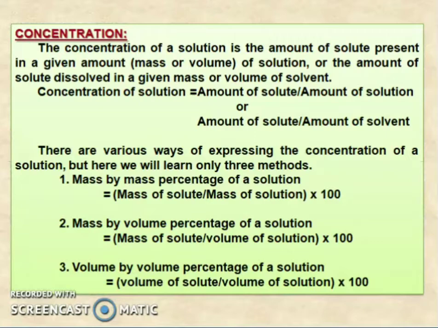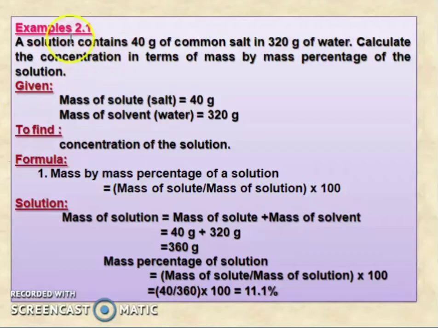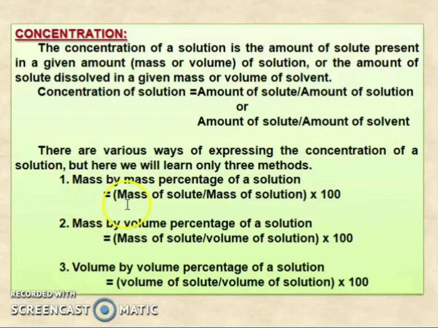In your book, example 2.1: a solution contains 40 gram of common salt in 320 gram of water. Calculate the concentration in terms of mass by mass percentage of the solution. What is given? Mass of the solute is 40, mass of the solvent is 320. You have to find the mass by mass percentage. The formula is mass of the solute upon the mass of the solution, into 100.